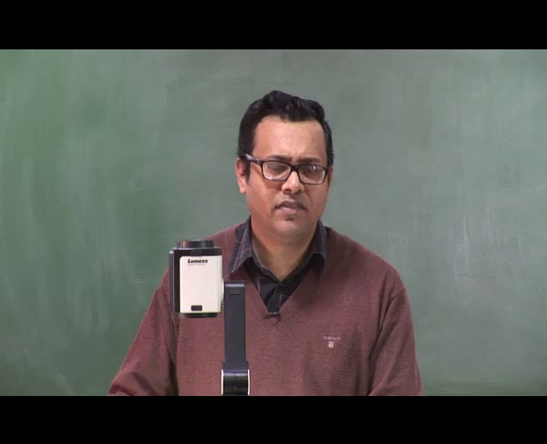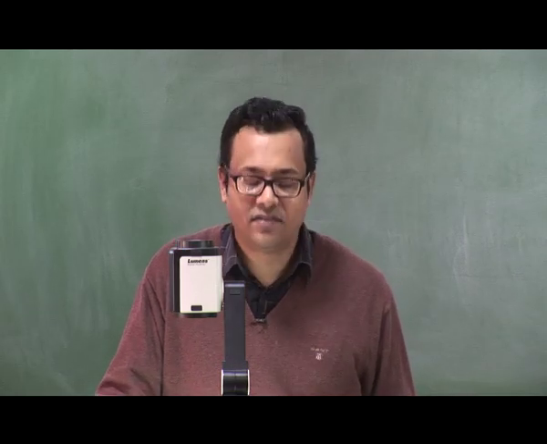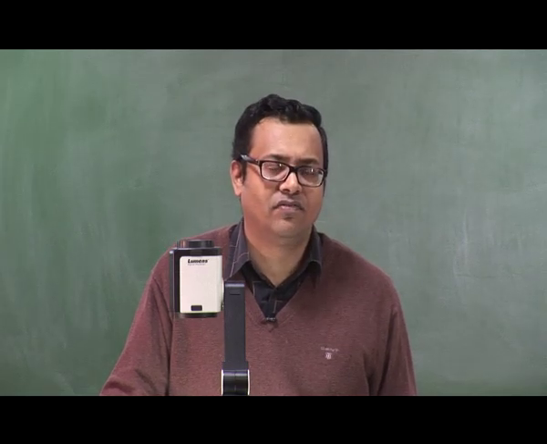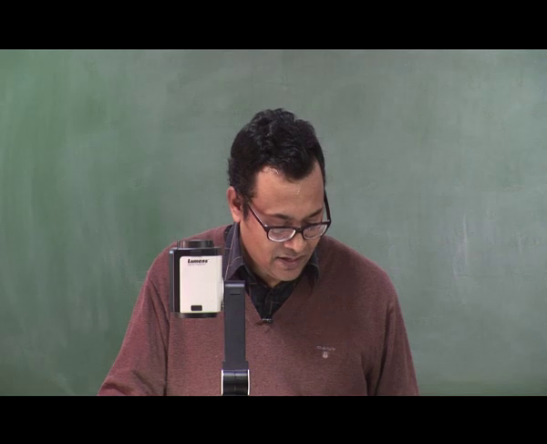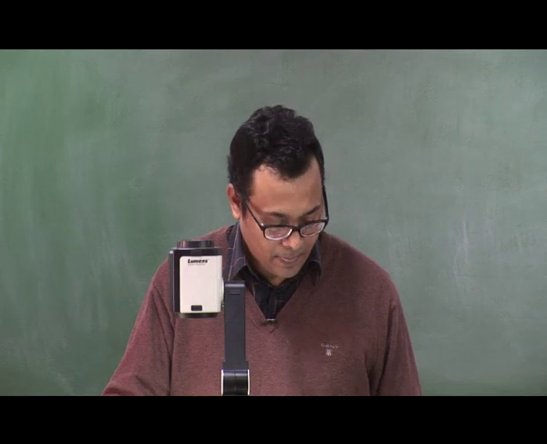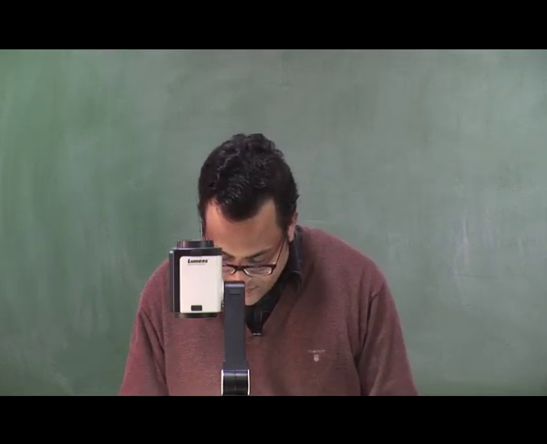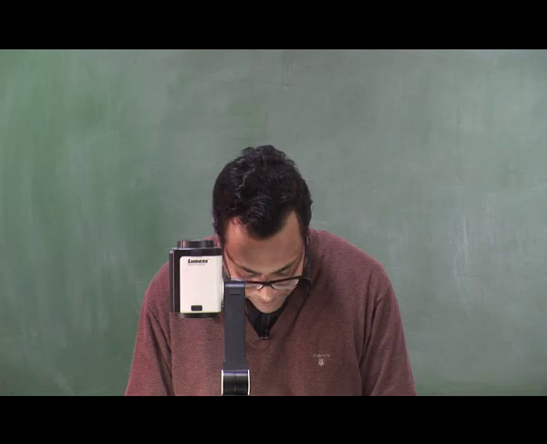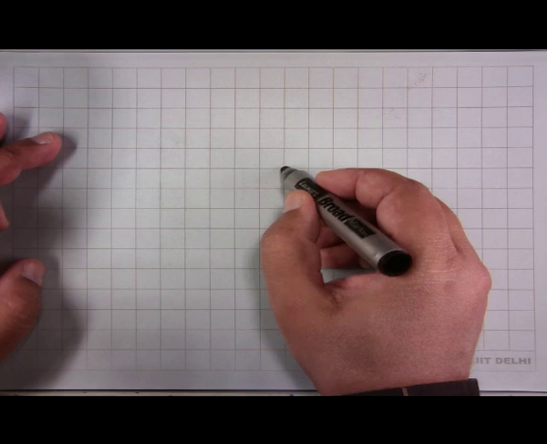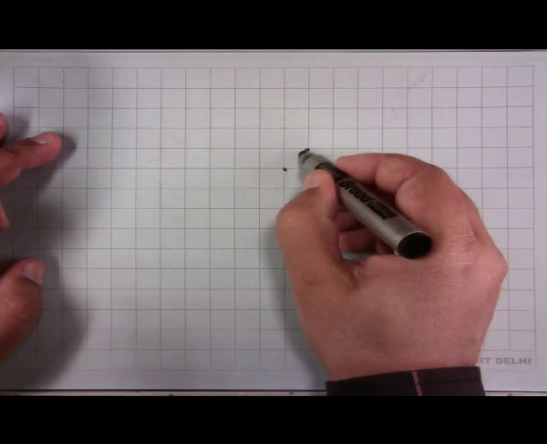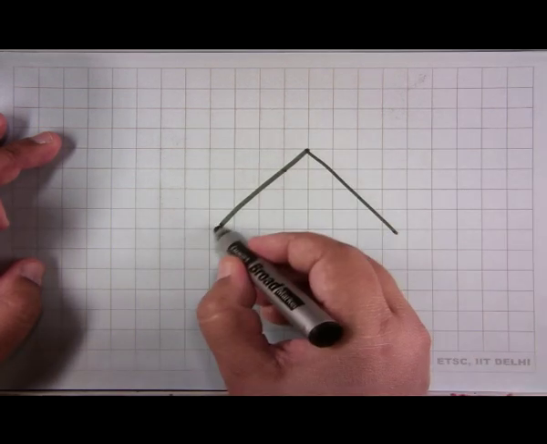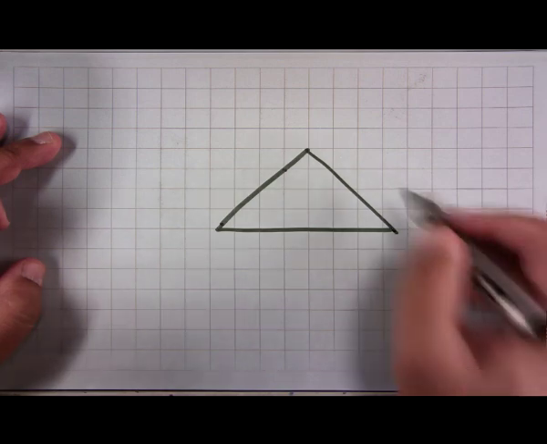Associated to every triangle ABC, there is another triangle which is called the excentral triangle of triangle ABC. And let us quickly see what this excentral triangle is. So let's say that this is our triangle, so this is our triangle ABC.